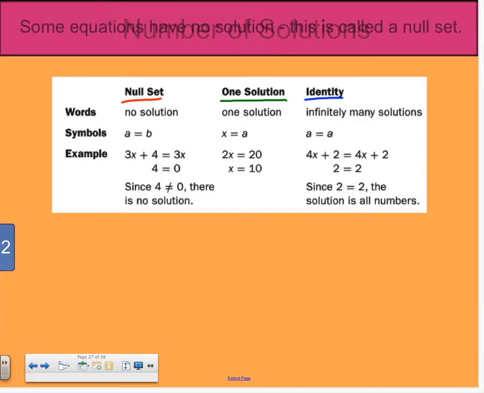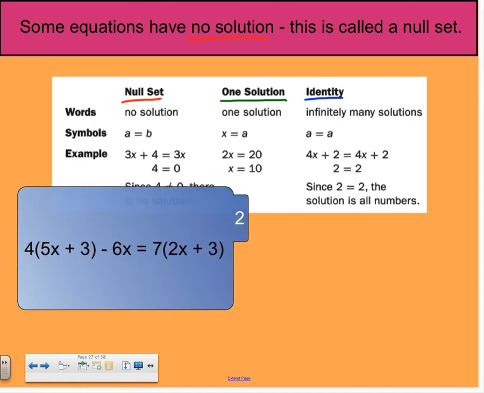All right, I want you to read this sentence with me after 2, 1, 2. Some equations have no solution. This is called a null set. All right, so the key word there is no solution. And you might be wondering, what do you mean no solution? Well, let me show you. We're going to do this example together.